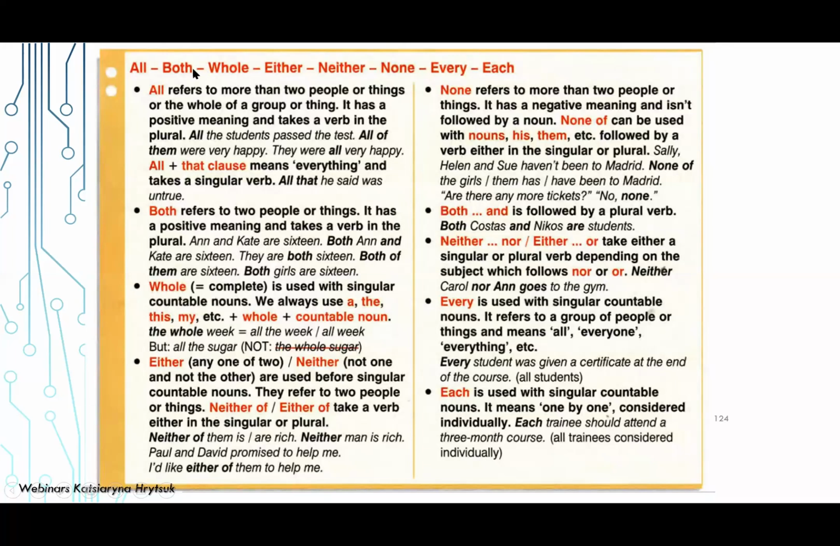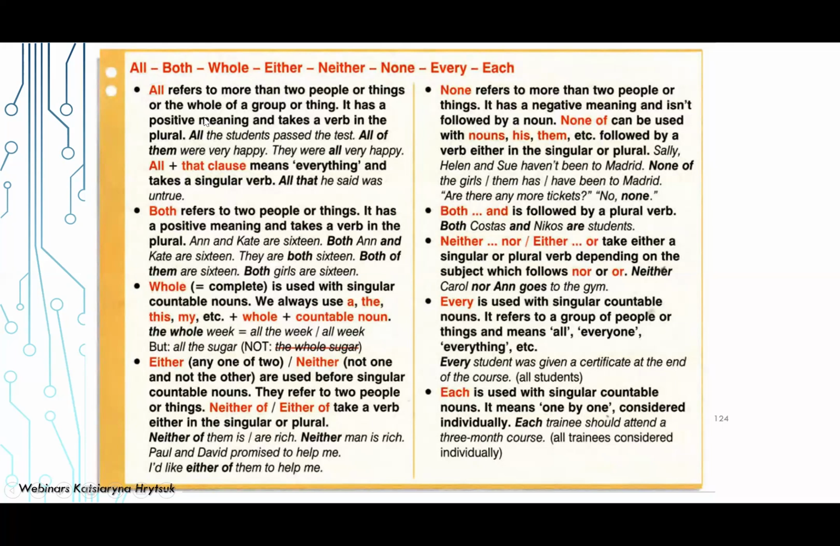All, both, whole, either or either, neither or neither, both of them are correct, none, every, and each. So this table, I'm sure you will need to read and understand more after the class. I will do it fast now, and I will focus mostly on either, neither, and both.